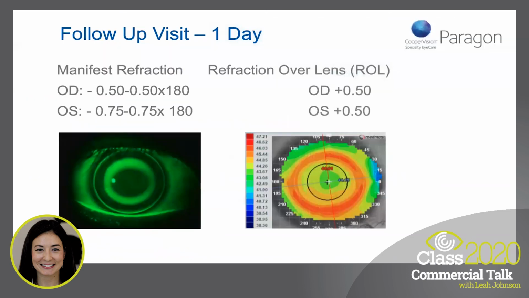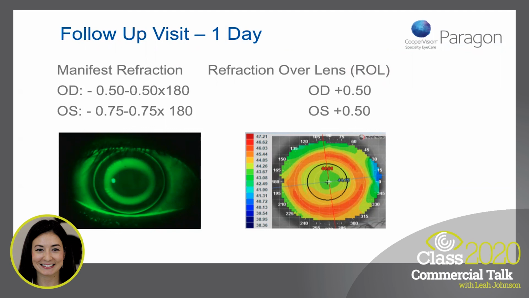So, for our child, we have our follow-up visit. She sleeps in the lenses and comes back the next day. We check her manifest refraction, and now she's a -50, with a little bit of cylinder, and in her left eye -3/4 with also a little bit of cylinder. We check that refraction over the lens, and while she sees 20/20 with the lenses on, we see that her ROL is +50, so we don't want to change anything.